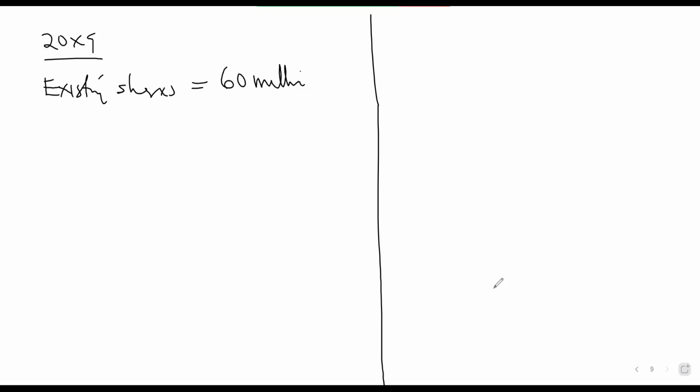Okay. So we have 40 million before we issue an additional 8 million. And we have done a bonus issue on each of them. So multiply by 1/4 plus the 40. Multiply by 1/4 plus the 8. So the total shares will now give you the 60 million. So that will be the shares that we'll be having at the beginning of the year.